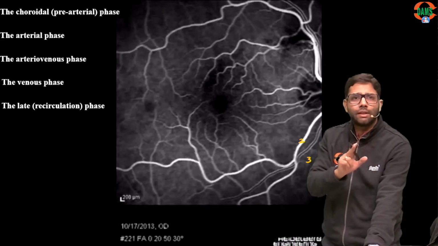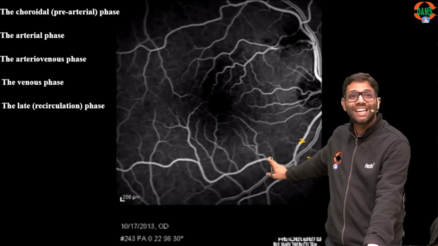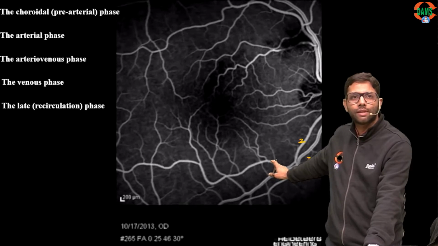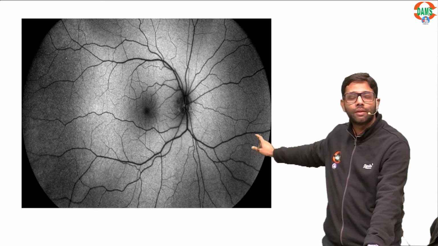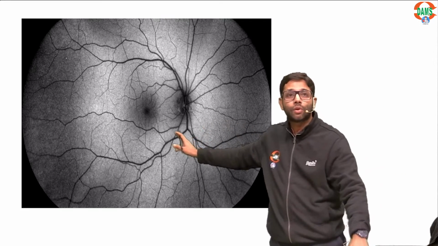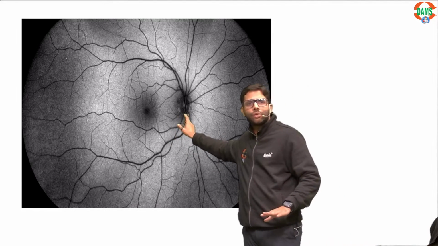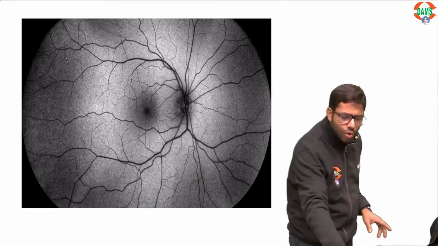But can someone tell me which investigation is the next picture which is coming? This is angiography, yes, right angiography, fluorescein angiography. But which is this investigation? This is right retina. Now this is not angiography, because you see, this is a still picture, not a video, and the vessels are not having a dye at all. This is autofluorescence.